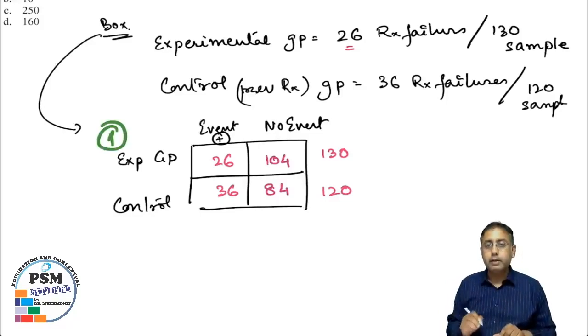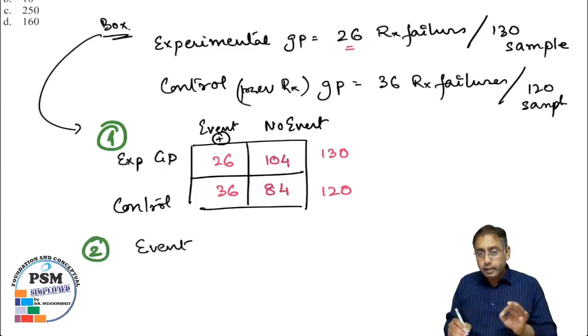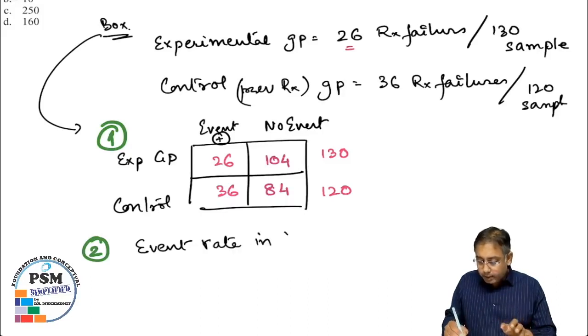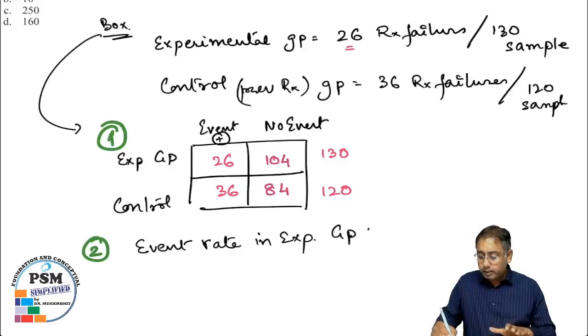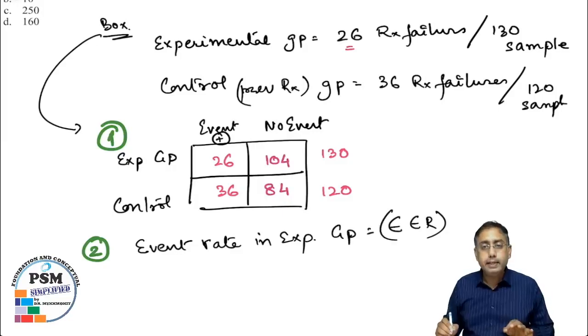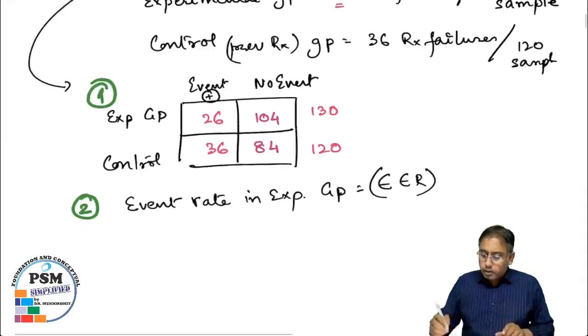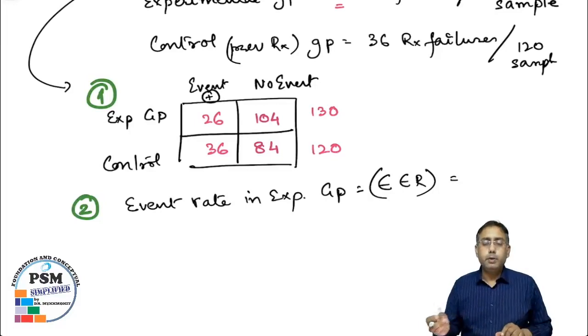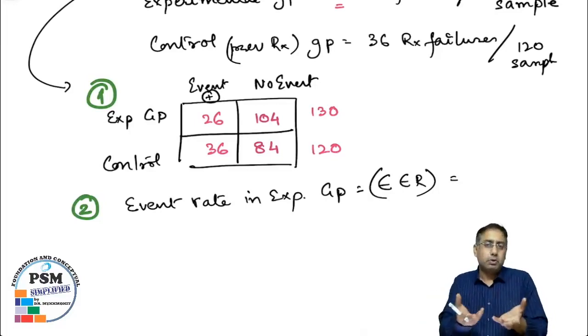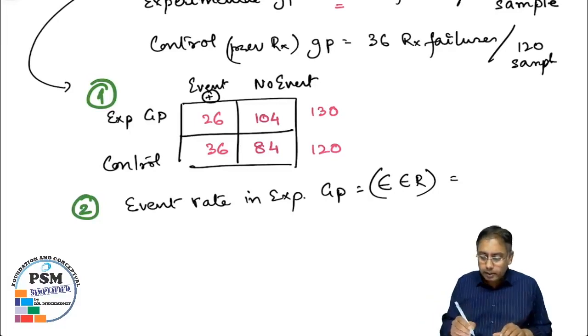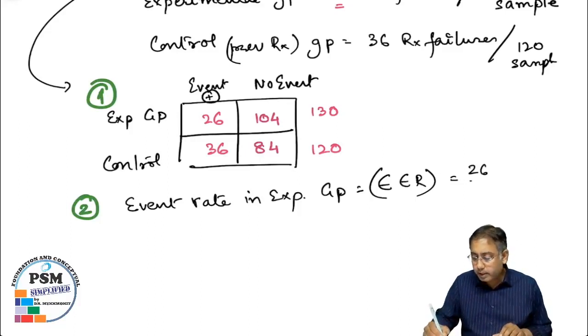I have completed step number 1. Step number 2: calculate the event rate, listen to it carefully, in the experimental group. That is known as the experimental group event rate. We call it EER. EER is the event rate in the experimental group. So how much is the event rate in the experimental group? How many deaths happened within the total? That's what it technically means. So how many deaths can you see? You can see 26 deaths divided by 130.